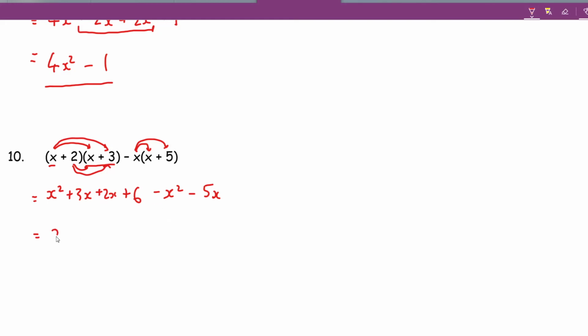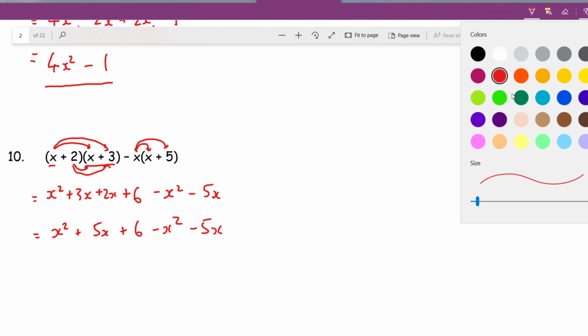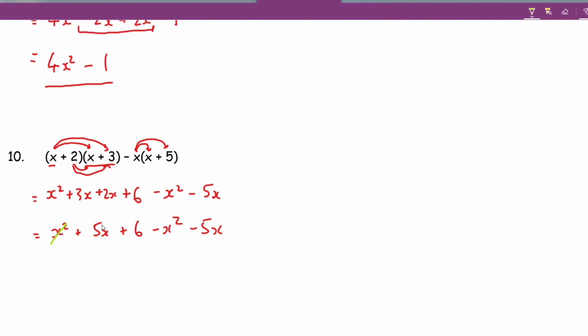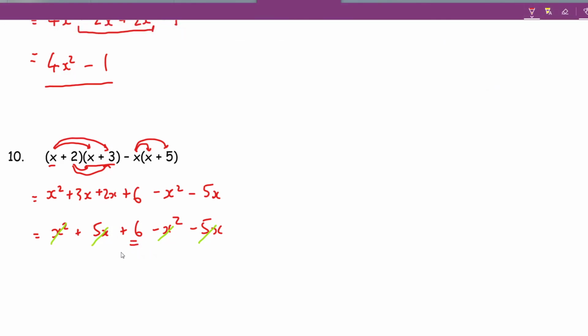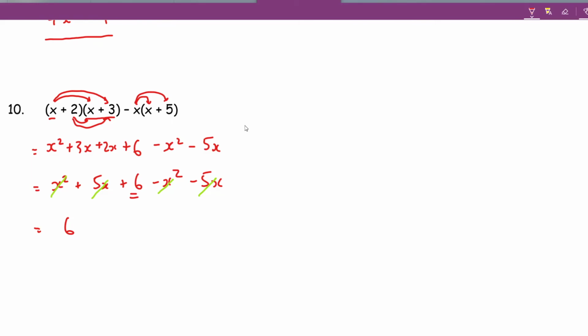I'm going to actually just write x squared, collect those together, 5x plus 6 minus x squared minus 5x. Now notice that this is going to cancel with this. Okay, let me just put a different color there so that we just highlight it. So this is going to cancel with this, and this 5x minus 5x is going to cancel. So what we're going to end up with here is just this number here, which is just 6. All right, so I'm just going to underline that so you know that is my final answer.